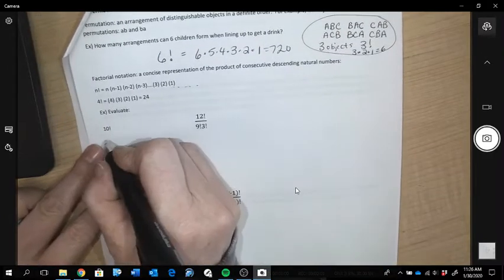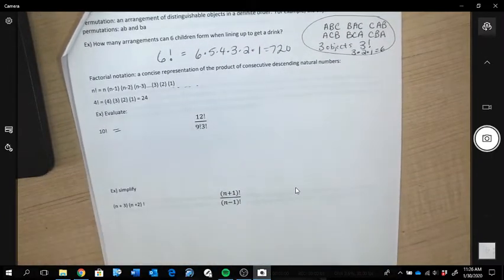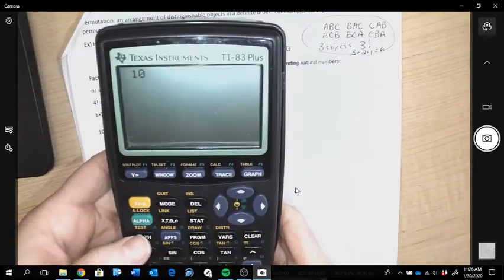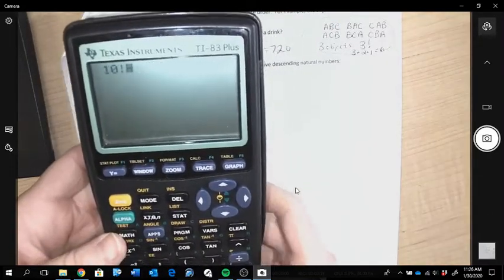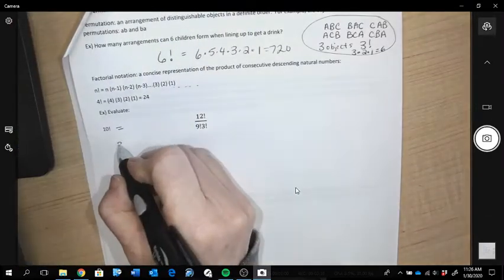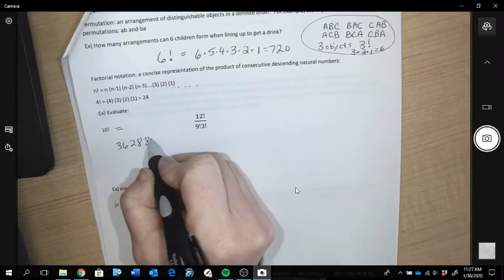Okay, so evaluate 10 factorial. So again, we're not going to go 10 times, 9 times, 8 times, etc. So 10 factorial is, see, that was a very large number, 3628800.